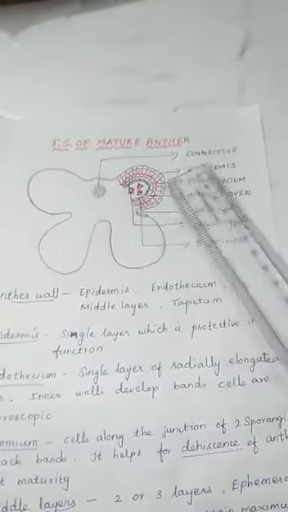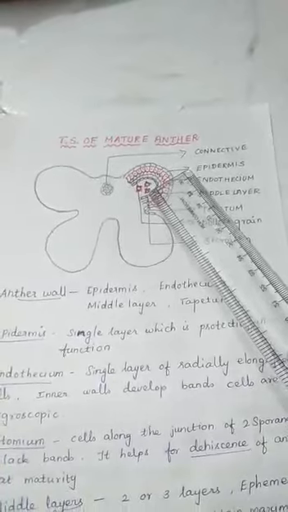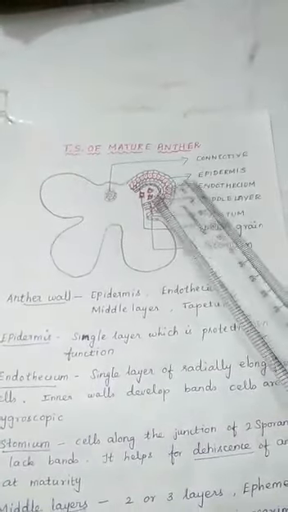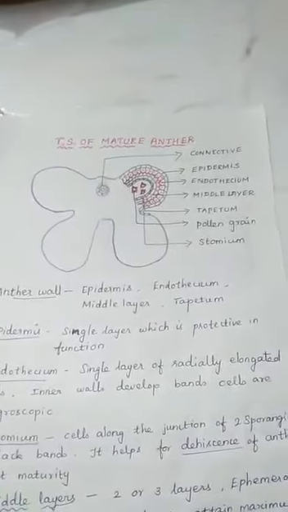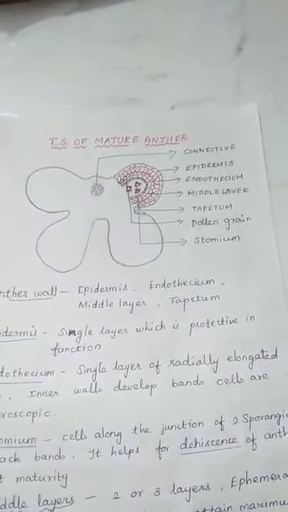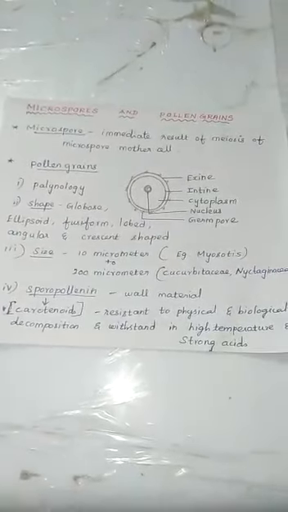So anther wall, anther cavity, then the last one, connective tissue. Next, what's the difference between the microspore and the pollen grains? Difference between microspores and pollen grain.